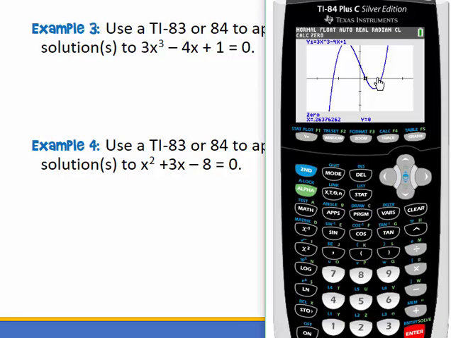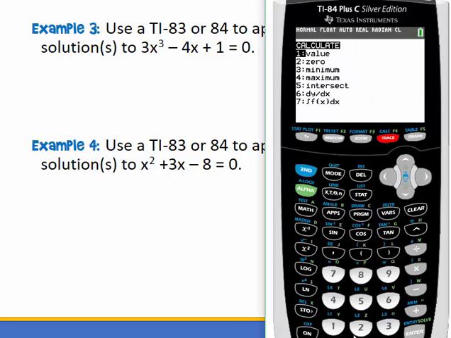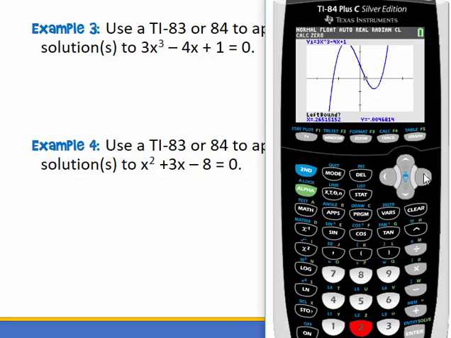And there's one more, which might be right at 1, but let's check and see what our calculator says. Second, trace, number 2. This one I'll move on the graph. So enter on the left, enter on the right, and there you go. This one is exactly at x equals 1.